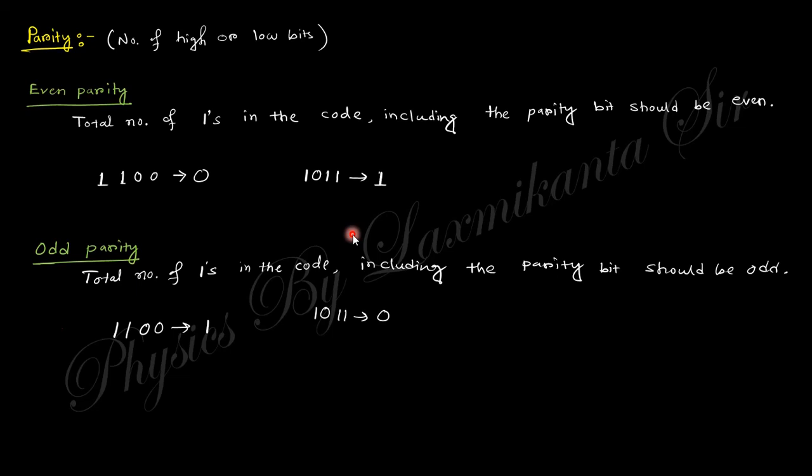Clear? Similarly, for odd parity, the number of 1s in the code including the parity bit should be odd. So if the number of 1s in the code is even, then the odd parity bit will be 1. Clear? So the odd parity is 1 for this one, and this odd parity is 0, because the total number of 1s in this code with the parity must be odd.